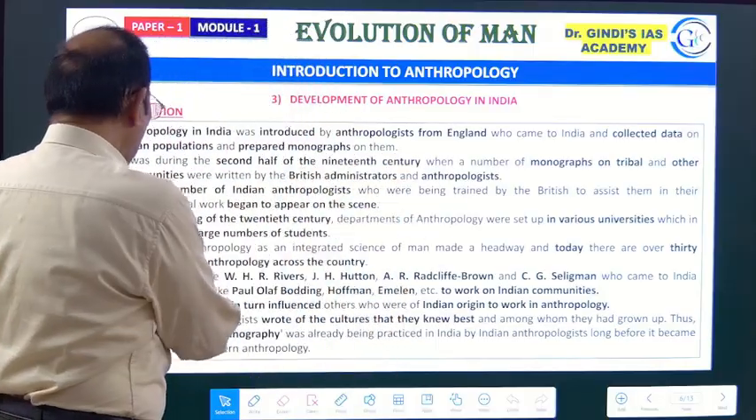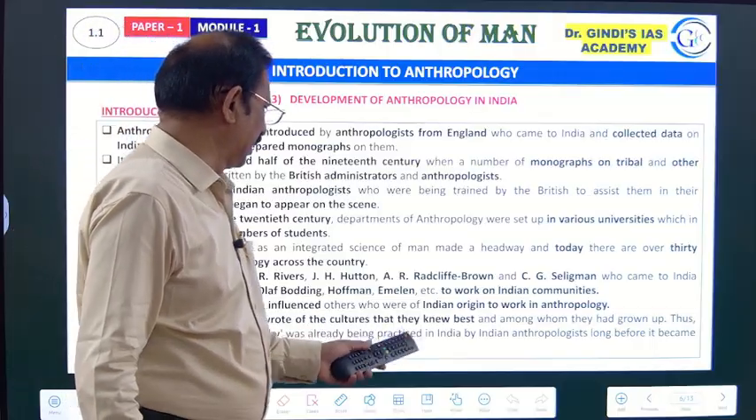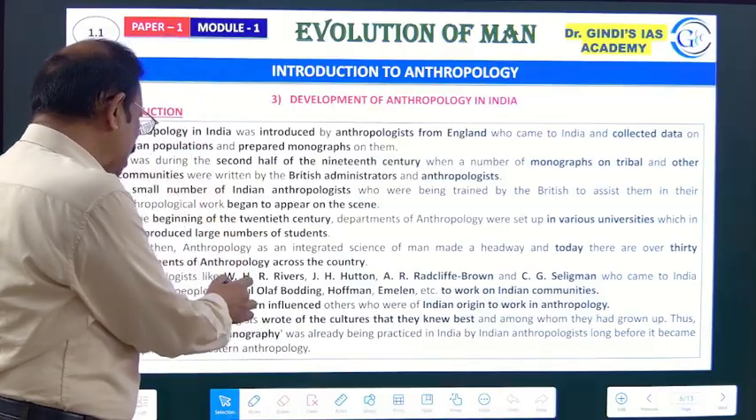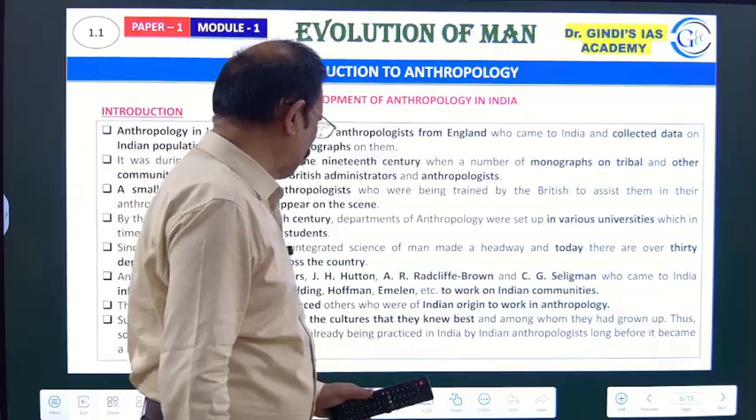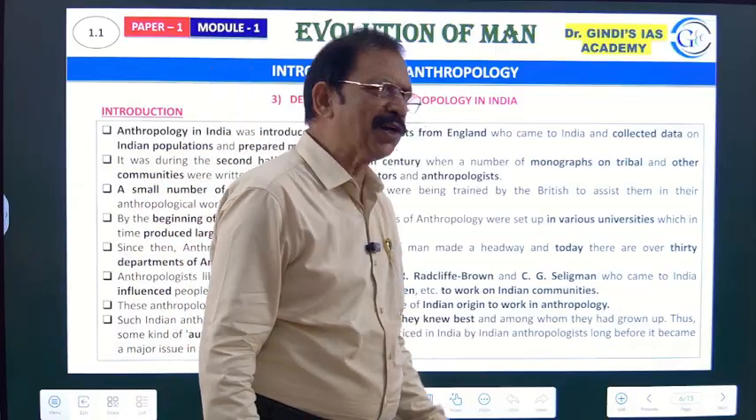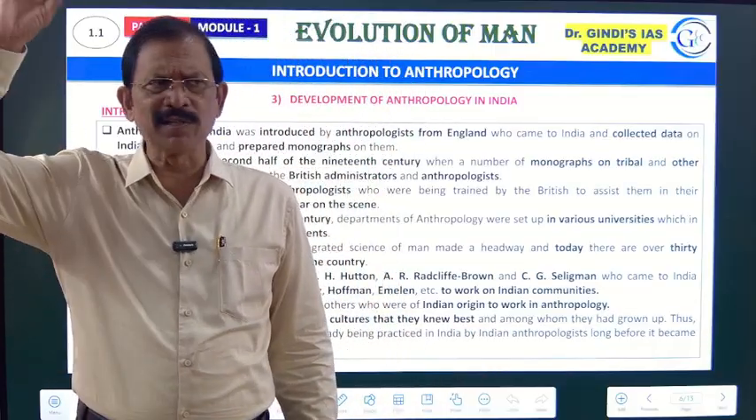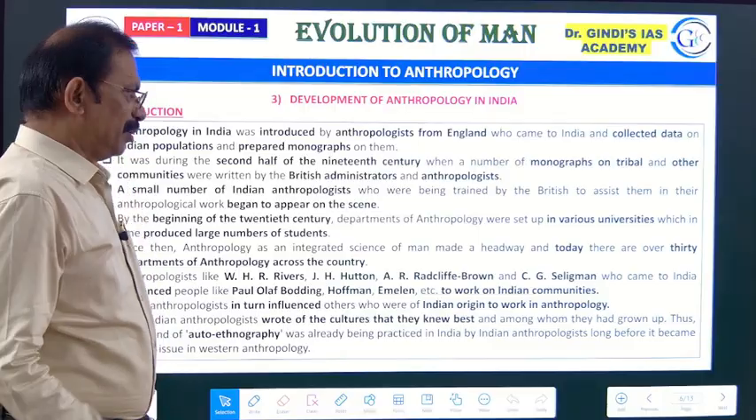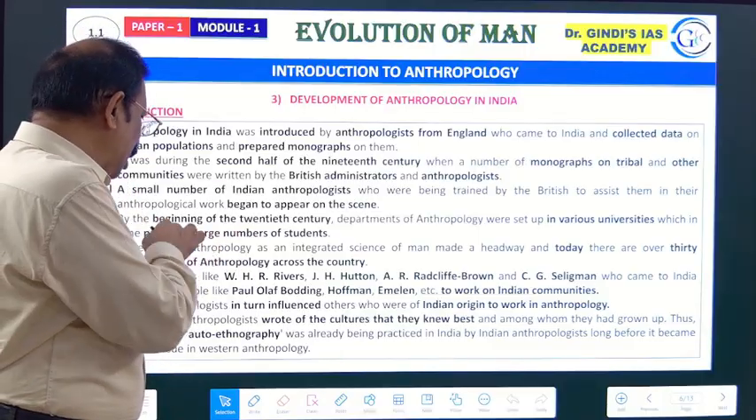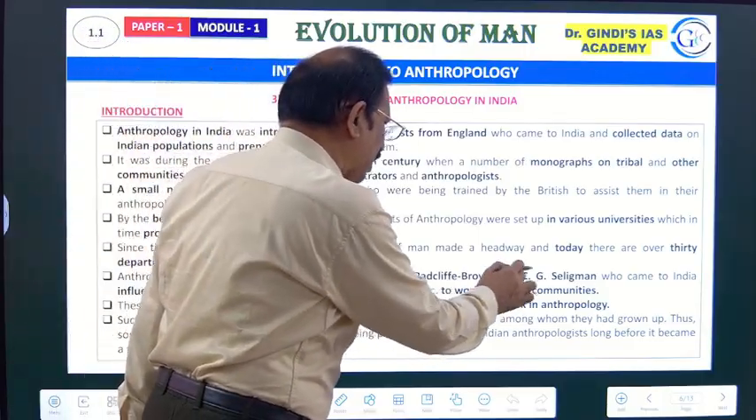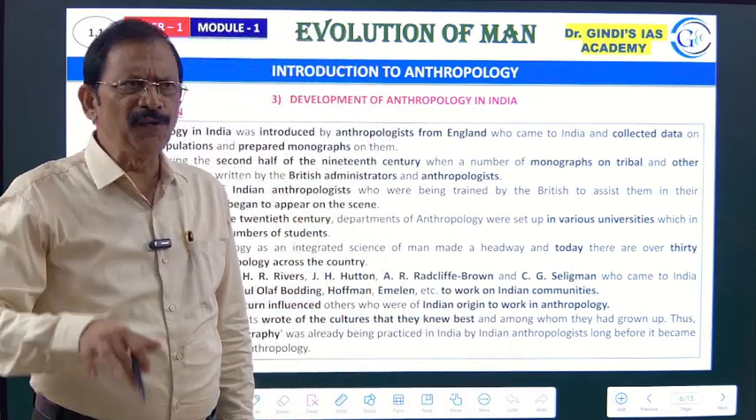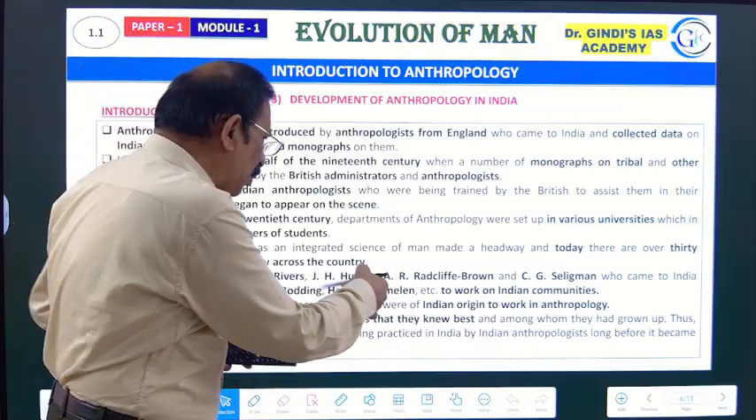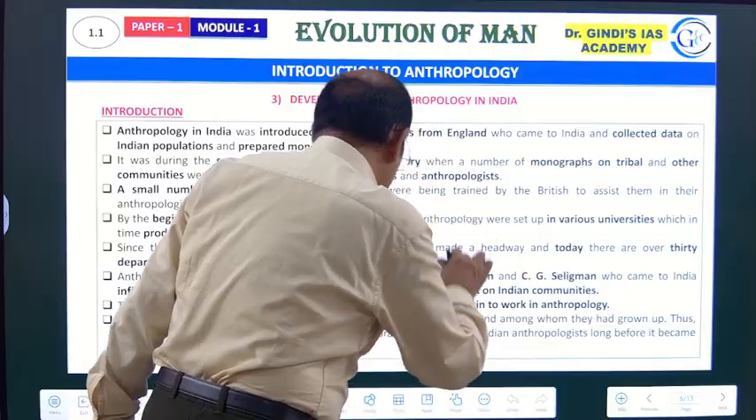Then anthropologists like Rivers, Hutton, Radcliffe-Brown and Seligman, who came to India, influenced people like Paul Olaf Bodding, Hoffman and Emelen to work on Indian communities. At that time, their concentration was on other communities. So Rivers, Hutton, Radcliffe-Brown and Seligman influenced Bodding, Hoffman and Emelen to conduct research on Indian communities.